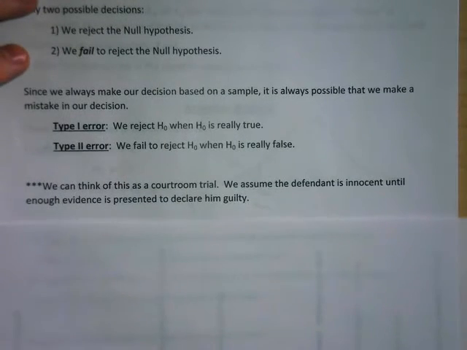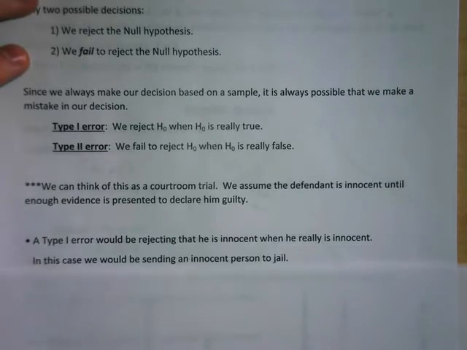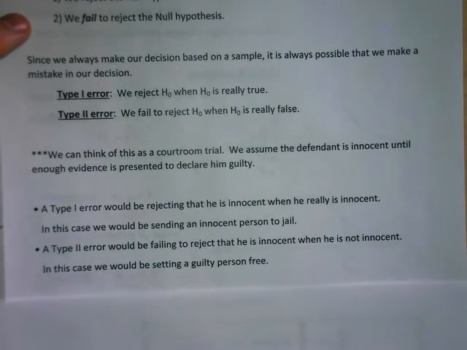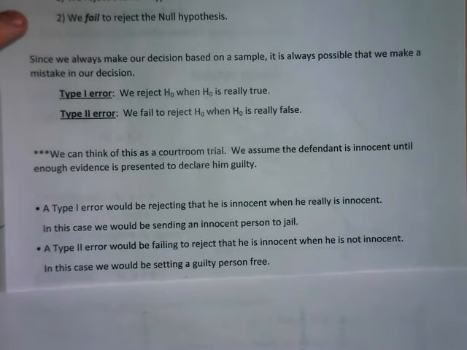Okay, so the best way to think about this is like a courtroom example. When you go to a trial, we always assume the defendant is innocent until enough evidence is presented to declare him or her guilty. What a type 1 error would be is rejecting that he is innocent when he really is innocent, which means you'd be sending an innocent person to jail.